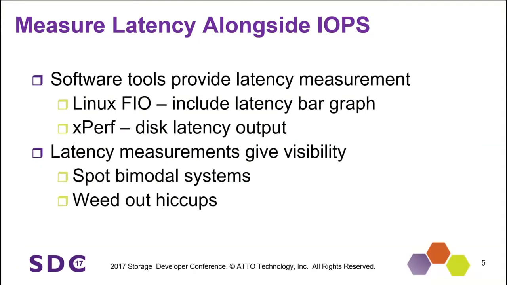So one of the things that we've been very focused on is measuring latency alongside IOPS. A lot of times, again, the benchmarkers are going to give you IOPS and megabytes, and we're like, no. Let's look at the latency. So in FIO, for example, you can get the bar graph that comes out. In Xperf, you can get a line that's giving you the overall latency, okay? And these things are going to give you that visibility that you need because you can spot bimodal systems and you can weed out those hiccups. Those hiccups are the things that you're really trying to look for.